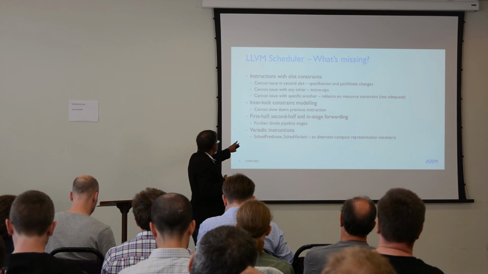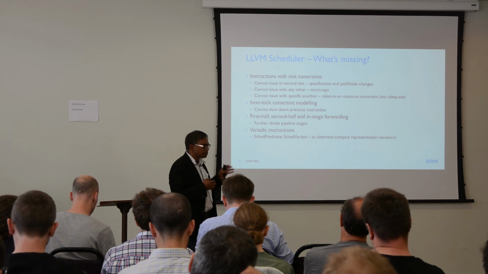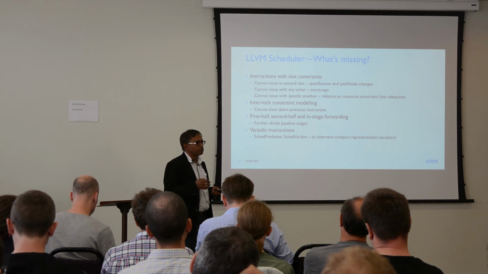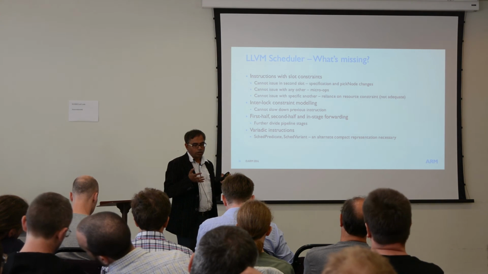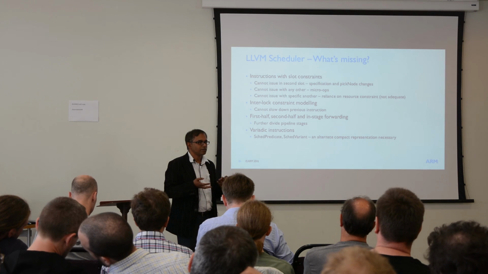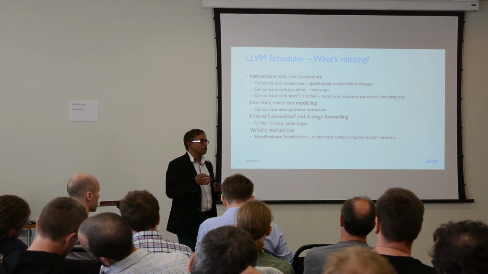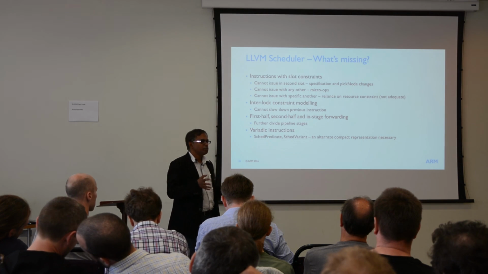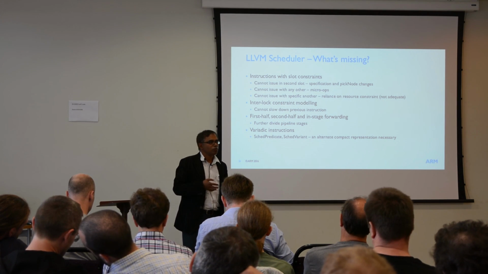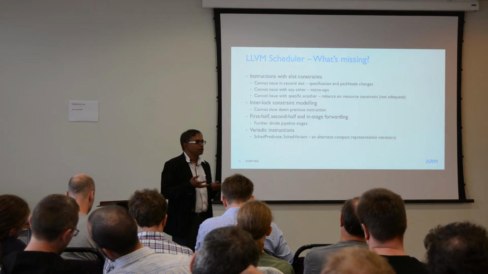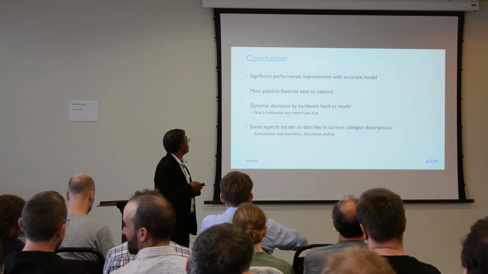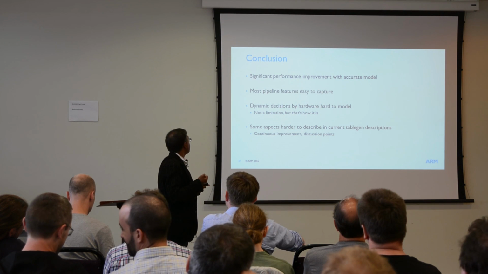The last point here is not really something that's missing, but when I did my descriptions, I found they tend to get very large. When you have instructions that generate multiple outputs, correctly describing them in LLVM takes a lot of code, and there should be a way to represent it more compactly. If you have to write a long sequence of code for just one case, it gets pretty big. So in conclusion, you can get significant performance if you write a very good model for your pipeline.